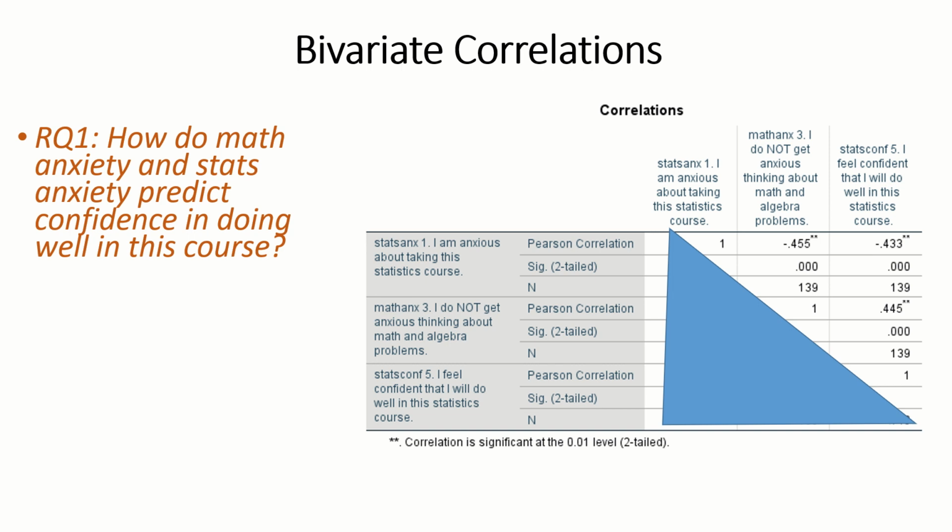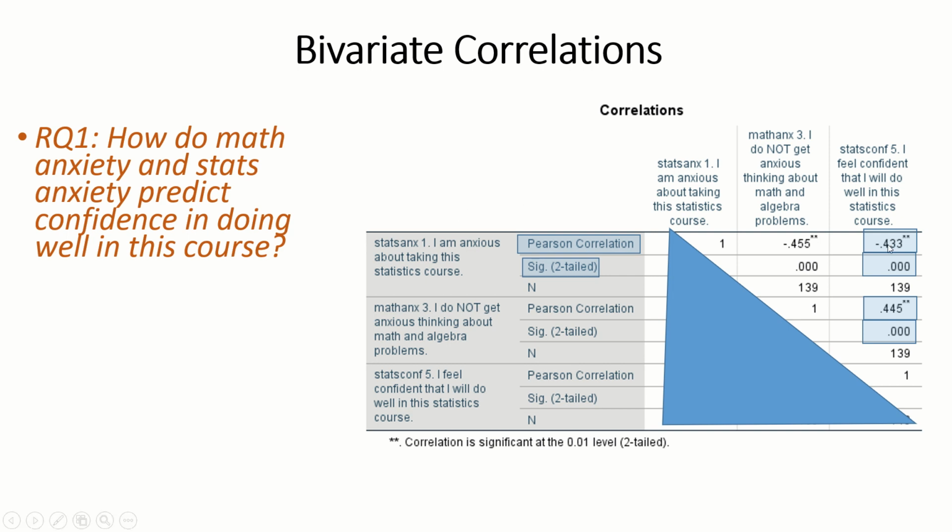Let's first look at the correlations between the IVs and the DV. What's the correlation between stats anxiety and confidence? That would be negative 0.43. And we do have a significant negative correlation between stats anxiety and confidence. And then we also see that there's a significant correlation between math anxiety and confidence. This should come as no surprise because we already looked at that relationship when we first talked about bivariate correlation. That was our first lecture example.